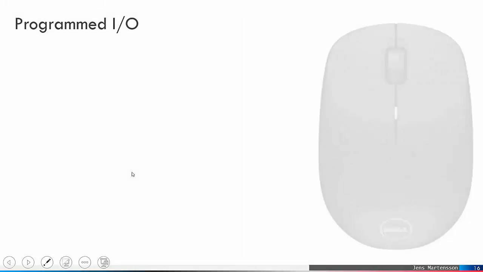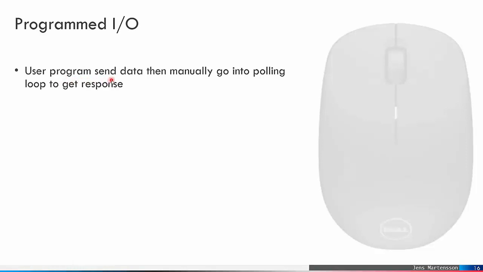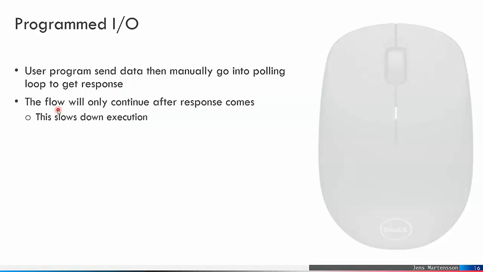Let us look at program I/O first. The user program will send data, then manually go into a polling or waiting loop to get the response. This is done by the code, most likely assembly code written by the programmer. The next instruction will only be executed after the response comes. So obviously, this is a slow process because of the wait cycle.